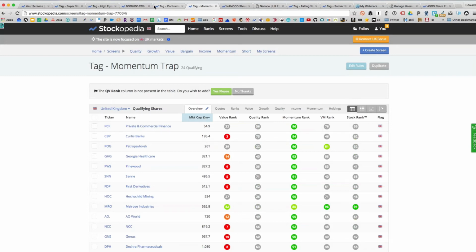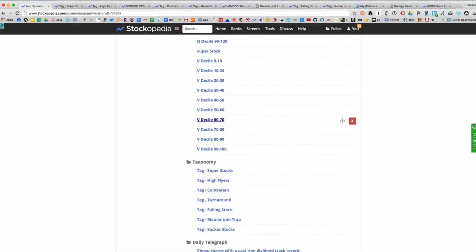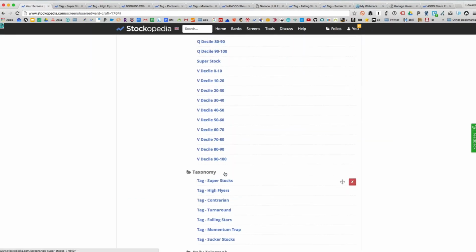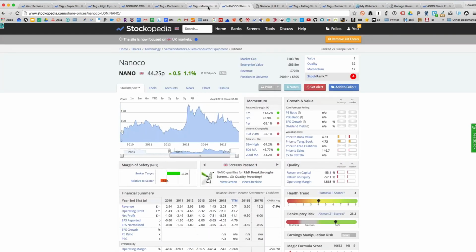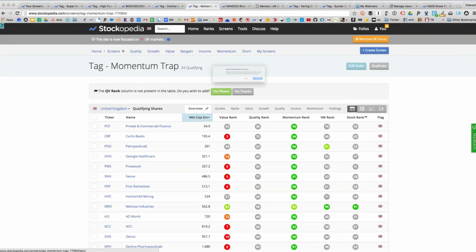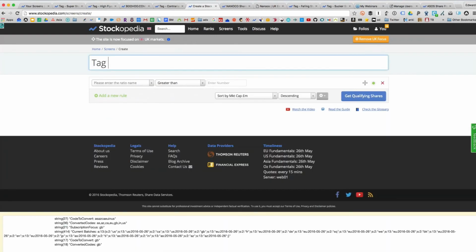You tend to find, in the UK, we found a lot of value traps in, for example, I don't have it actually on my list. So I'm going to have to build it, which is always good fun. I will just create a new screen and I'll call this value traps. I must have deleted it earlier.